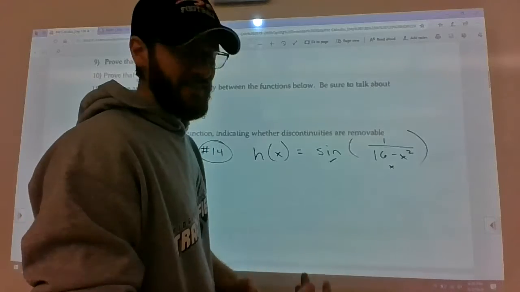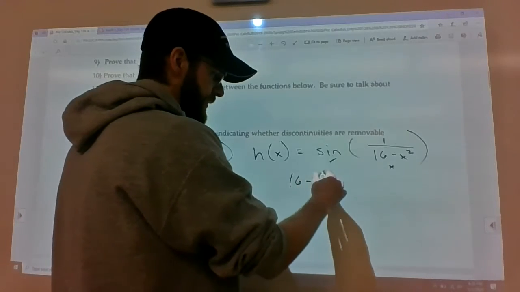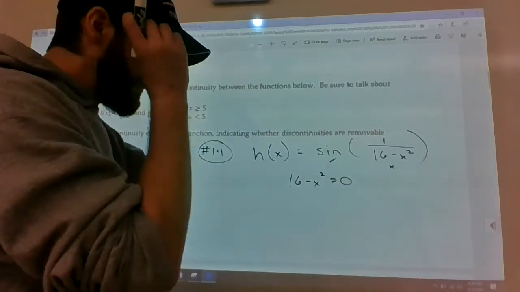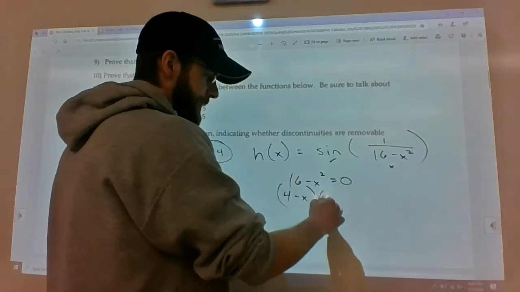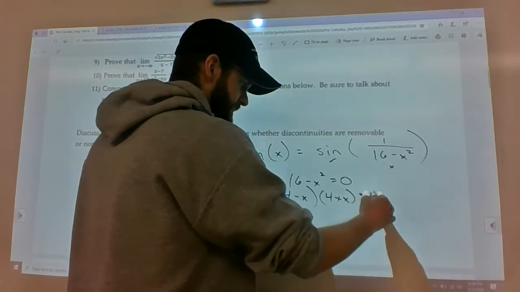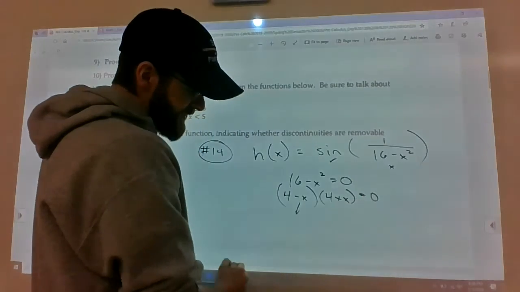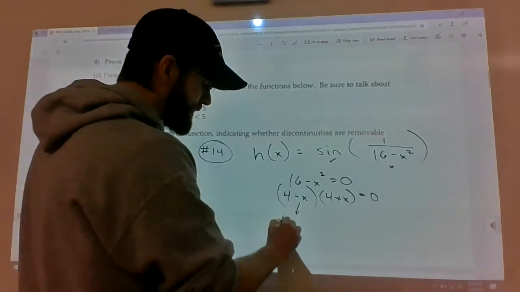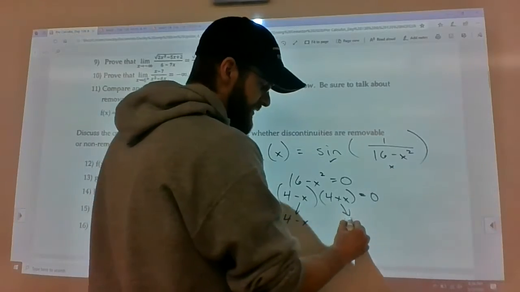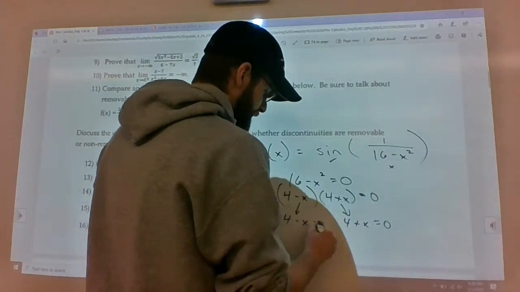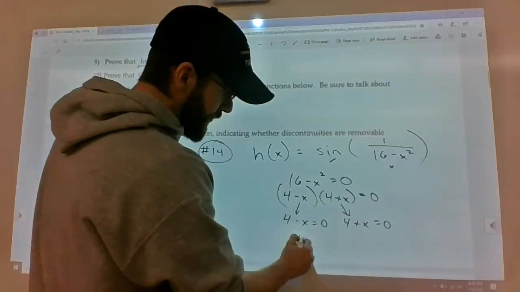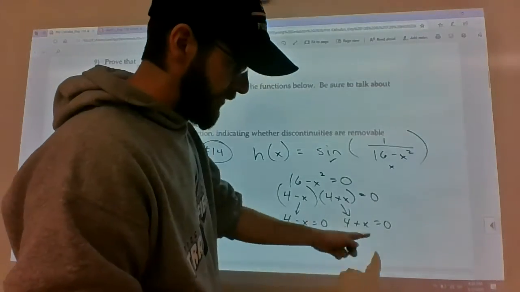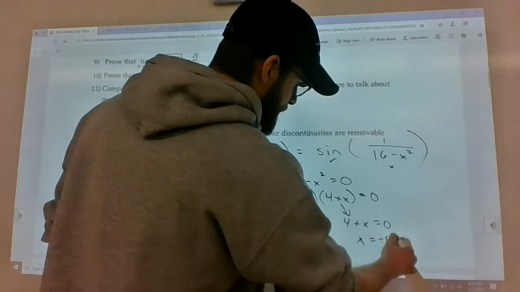Let's take 16 minus x squared and set it equal to 0. Well, hey, this is factorable. Look at that. So this one gives us 4 minus x equals 0. This one gives us 4 plus x equals 0. So if I just add x to both sides here, I get 4 equals x. If I subtract 4 from both sides, I get x equals negative 4.